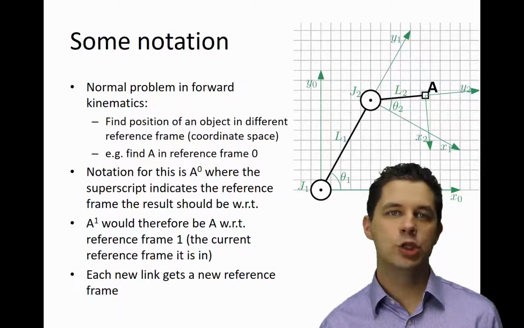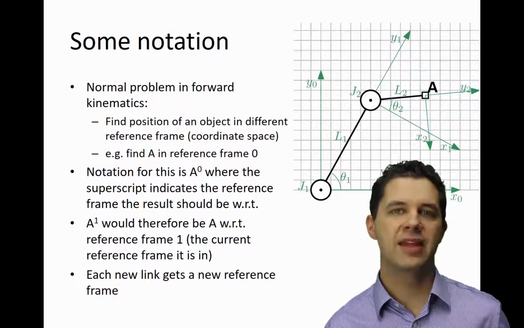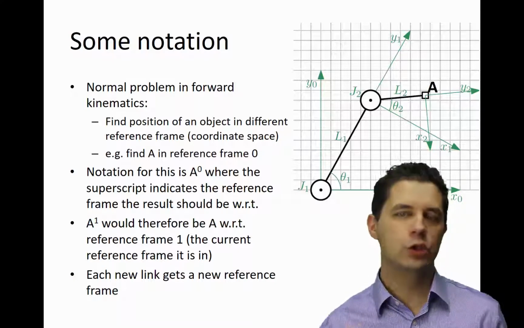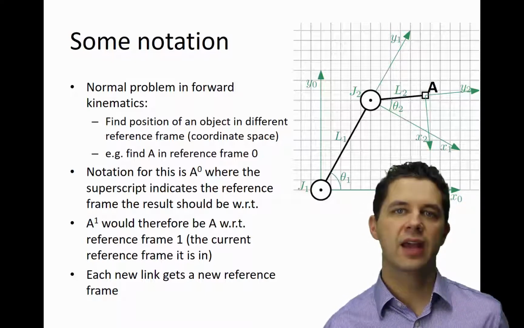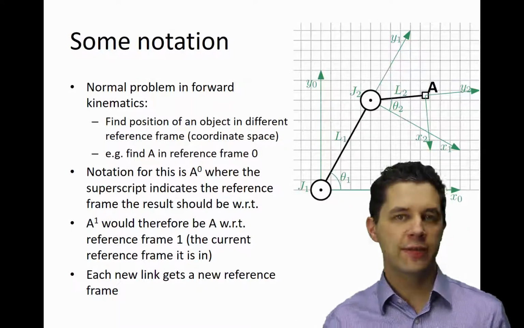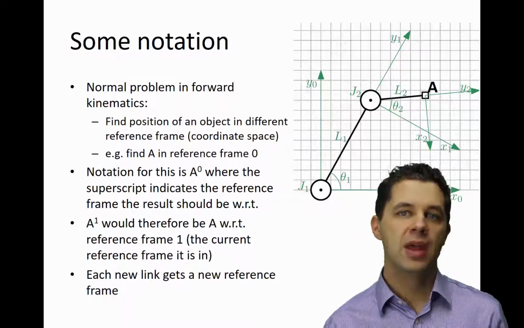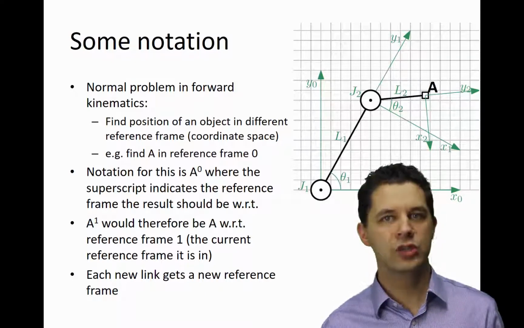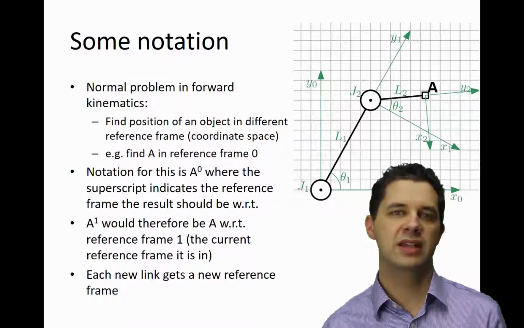As we add each new link, it gets a new reference frame, and they're added, and we label them as L1, L2, L3 for each new link, and J1, J2, J3 for each new joint, and reference frame x0 and y0 and x1 and y1 and x2 and y2 and so on and so forth. We keep on incrementing as they go through.